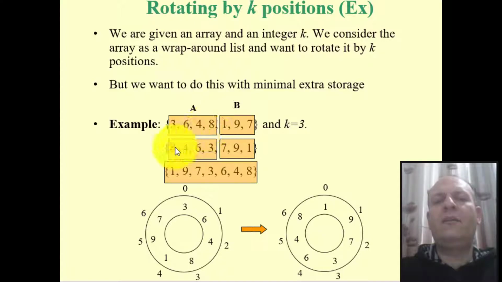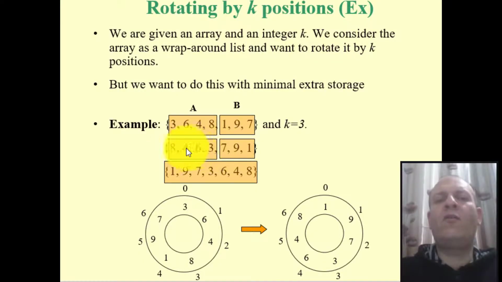Reverse means 8 comes here and 3 comes here, 4 comes here and 6 comes here. So we reverse the first part. And step number 2, reverse second part. So 197 will be 791. And finally, this is the two parts reversed array now.